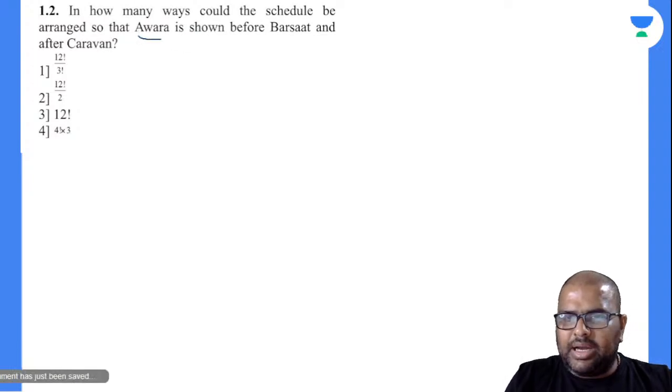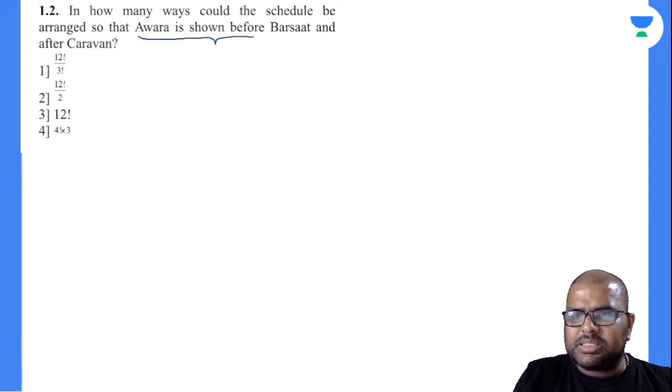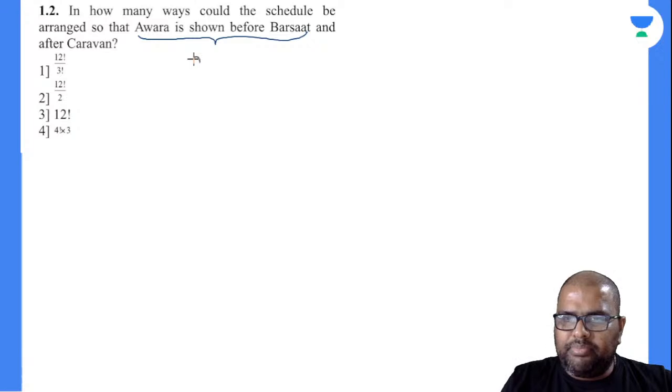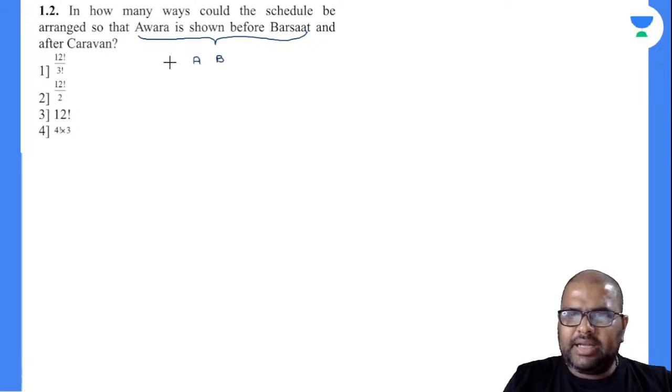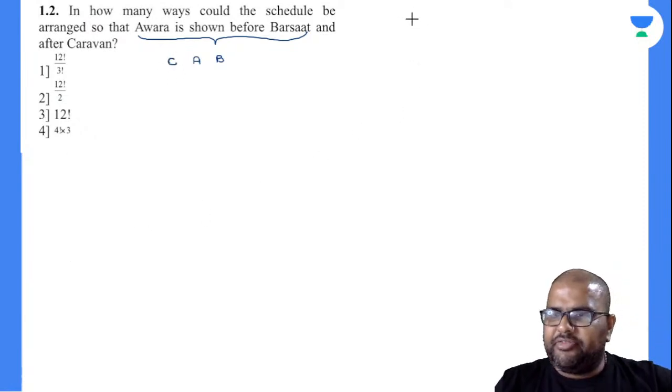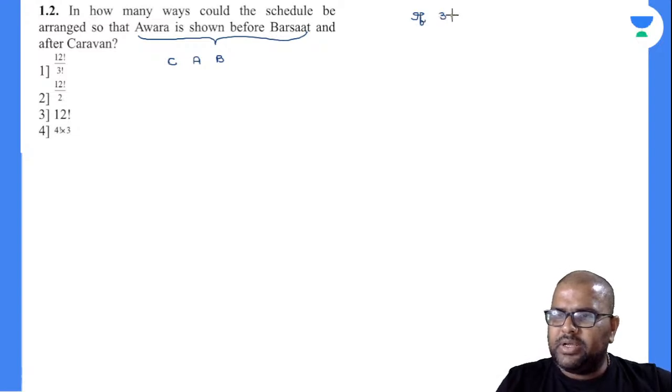So that Avara is shown before Barsat and after Caravan, it seems. So see here, Avara is shown before Barsat and after Caravan, it seems. So this must be the condition there. Let us suppose, if only 3 movies are there, what will be the arrangement there? Already you have done that arrangement there. How many of you know this?